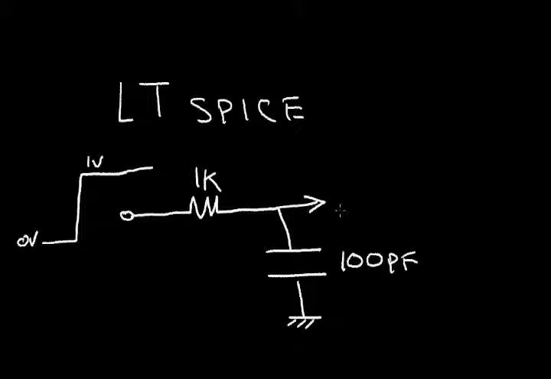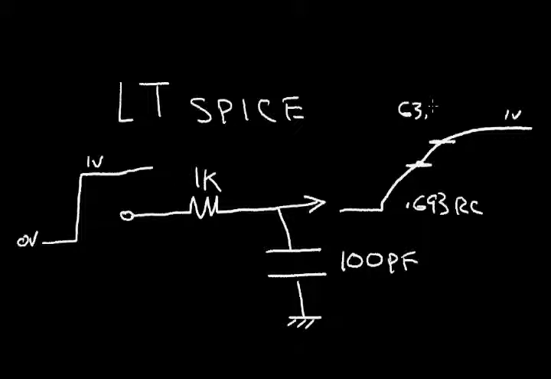Now recall from previous videos that the output will have a slow rise time, and it'll reach 1 volt eventually, but it'll take a while. And at 0.693 times RC, it'll reach the halfway point, or about a half a volt. And at one full time constant, which is R times C, which would be in this case 1K times 100 picofarads, which would be 100 nanoseconds, the level should reach about 63.2% of the final value. So let's go put this on LTSPICE and see how this works.